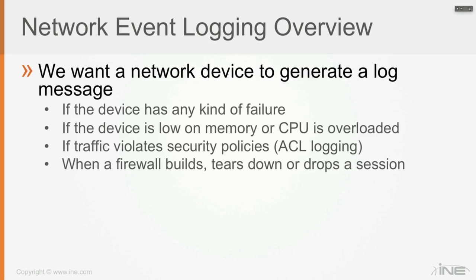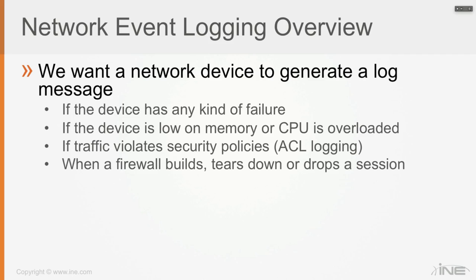If the device is low on memory or the CPU is overloaded, likewise, we would want a log message. If we don't use SNMP to get alerted, we may prefer a syslog for that. If traffic going through that device violates security policies, which means ACL logging, we would want to get a log message, because it can be, as I stated, either a user who tries to get access to unauthorized resources, which is not good, but worse than that, it could be an infected endpoint which tries to discover the network.